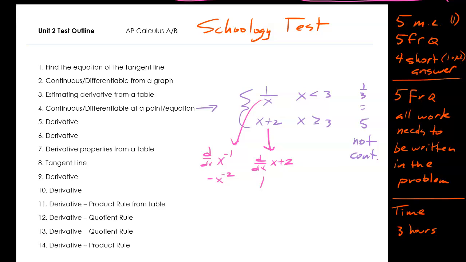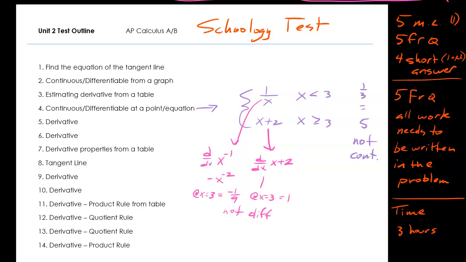Then I would plug x equals 3 into both derivatives. In this particular one, it would be negative 1/9. On this one, at x equals 3, the slope is 1, because it's 1 everywhere. So these do not have the same slope, so this would not be differentiable. That's basically how you check on a piecewise function.